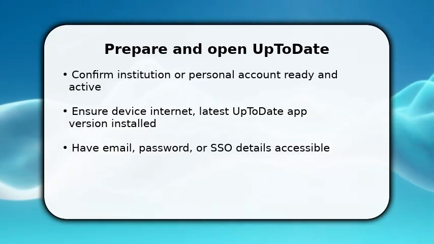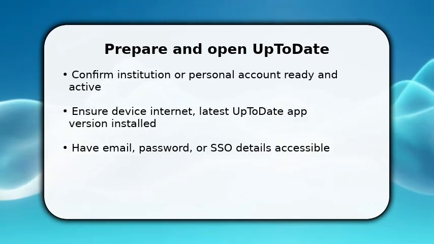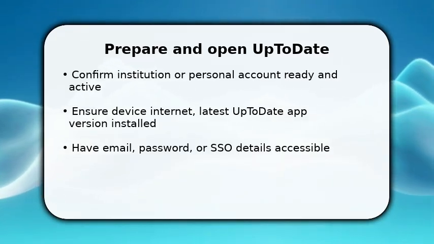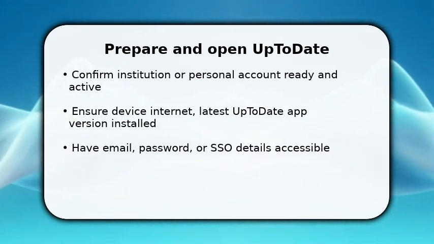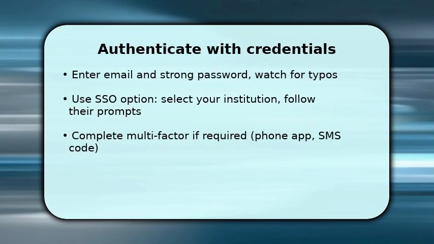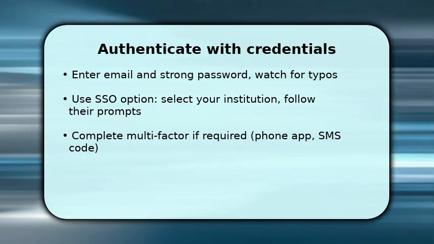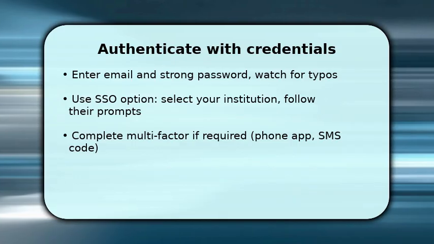If prompted, choose Institutional Access versus Personal Account. Once chosen, tap the correct option and proceed to enter credentials. You now enter credentials. Type your email and password carefully because mistyped characters are the most common problem. If you selected single sign-on, pick your institution from the list, then follow its authentication flow. That often redirects to a university or hospital login page.